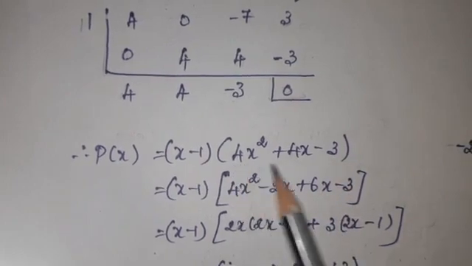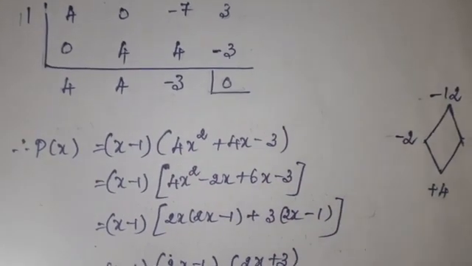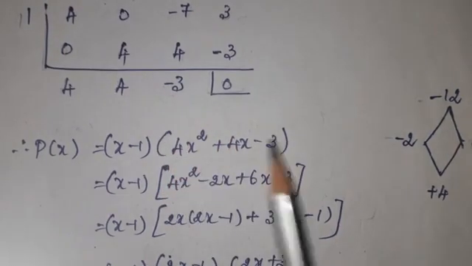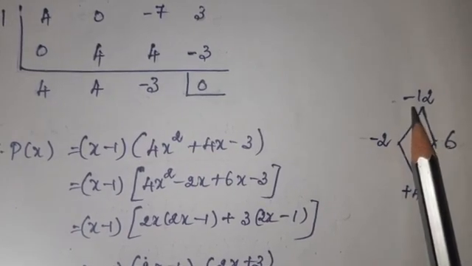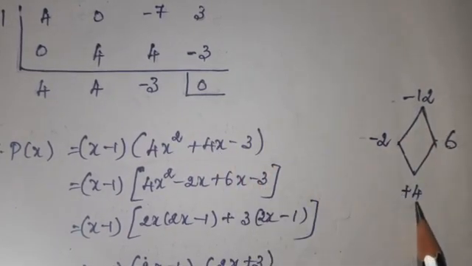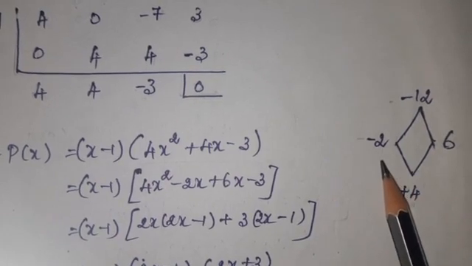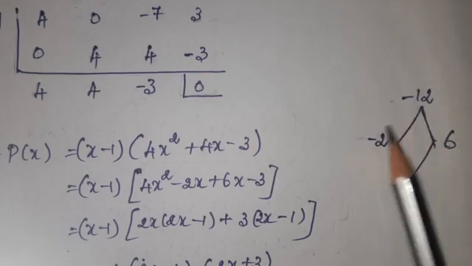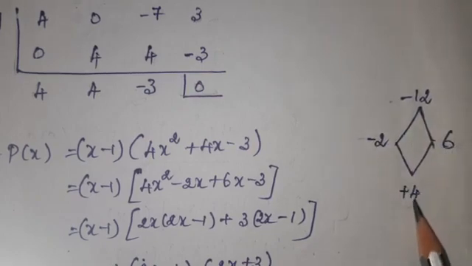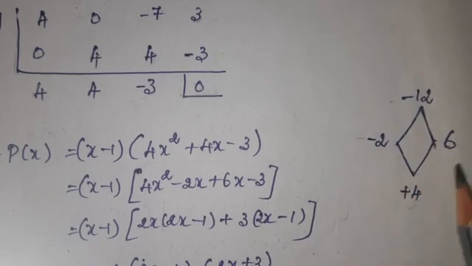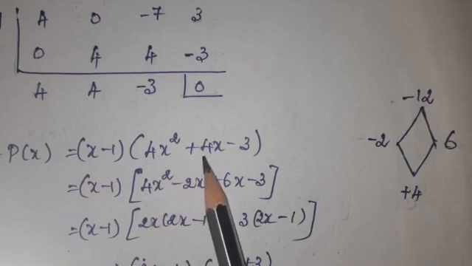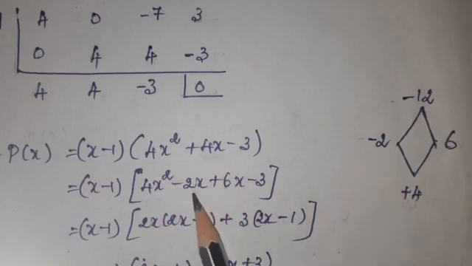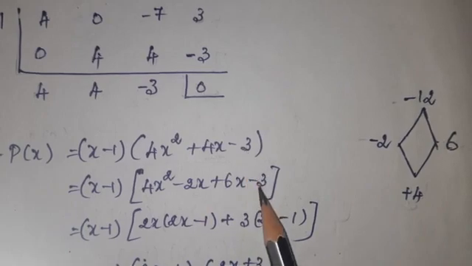We should find the factors for this one. So here 4 3s are 12. Here plus 4, it is minus 3. So it comes minus 12. In the middle what you are having is plus 4. Here I have written what factors are possible. You see this one. Minus 2 into 6 is minus 12. When you multiply you are getting minus 12. When you add or subtract you are getting 4. So minus 2 plus 6 is 4. So here I am substituting that one, x minus 1 into 4x square, instead of this I am substituting minus 2x plus 6x minus 3.